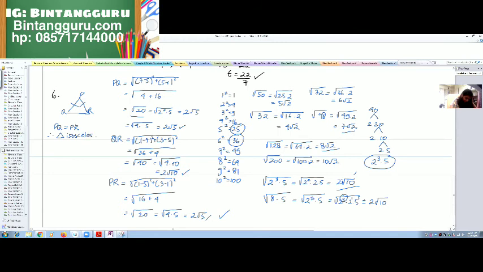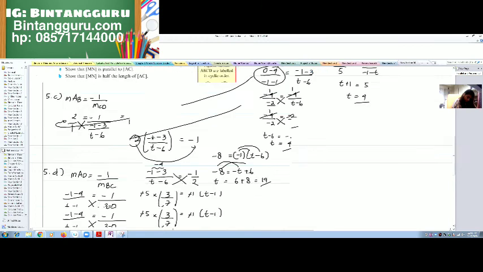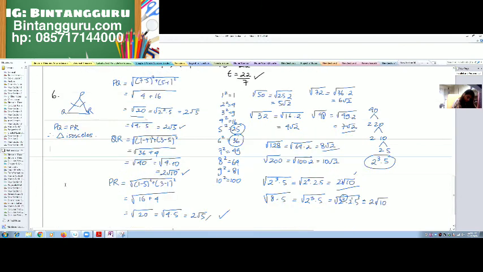Okay. Use part B, find the midpoint M of QR. Okay, so we have to find the midpoint of QR.